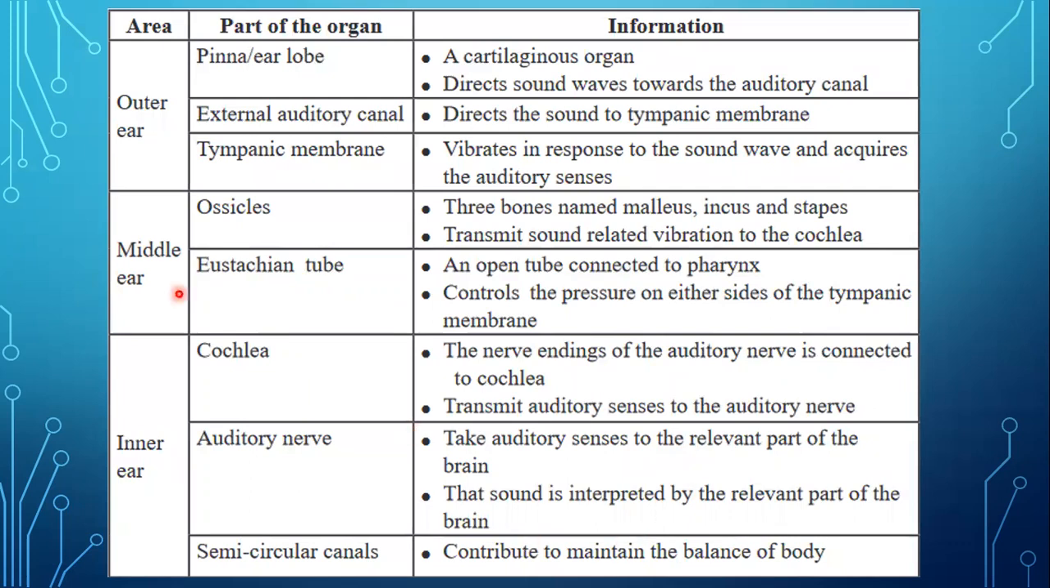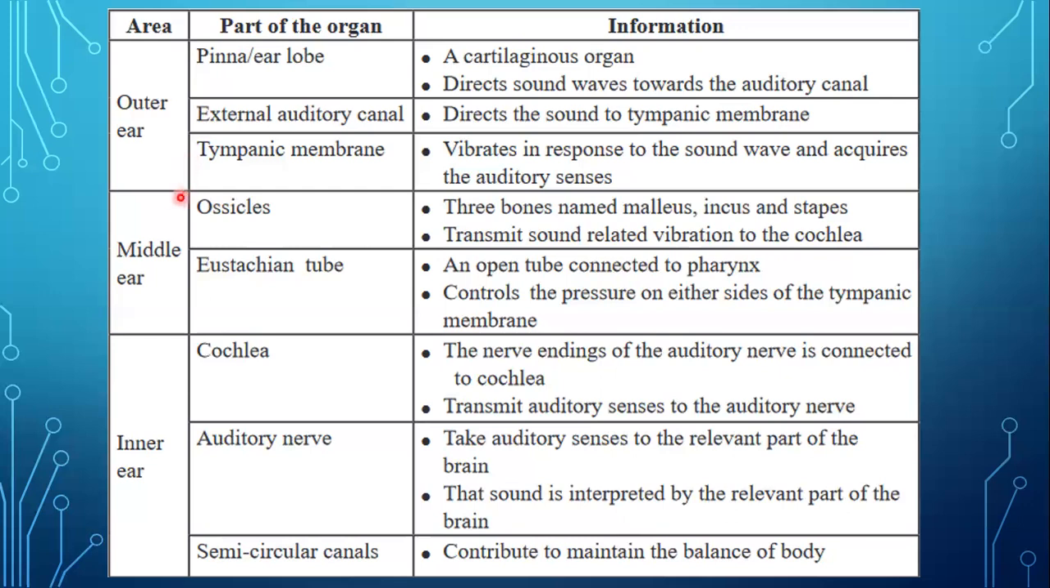Outer ear. Pinna or earlobe, a cartilaginous organ, directs sound waves towards the auditory canal. External auditory canal directs the sound to the tympanic membrane. Tympanic membrane vibrates in response to the sound wave and acquires the auditory senses.